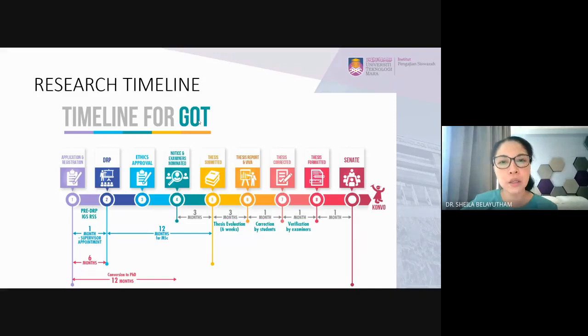And the duration for GOT is calculated from the time of registration until Senate. So it is not between submission or viva or whatsoever. So 2 years for masters, 4 years for PhD, and the timeline is basically from the time of registration of the student until the receival of the Senate letter.